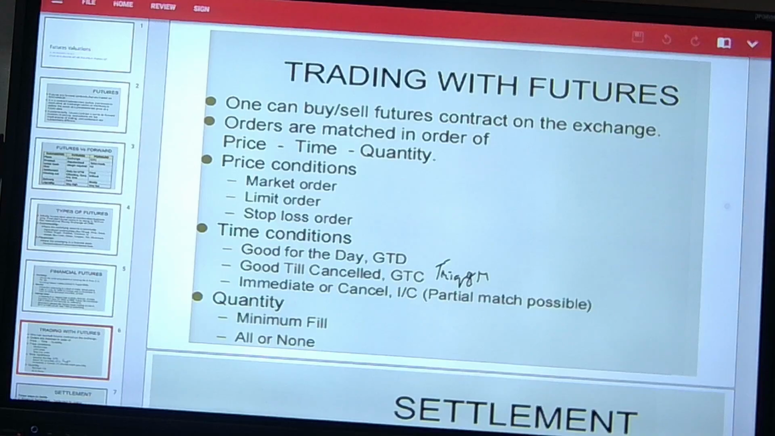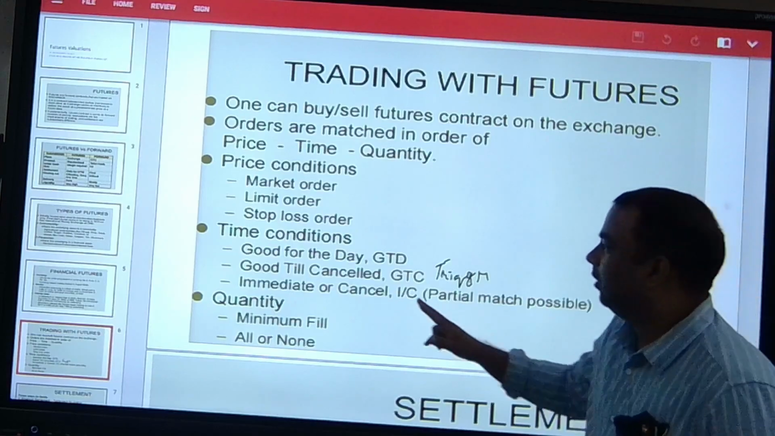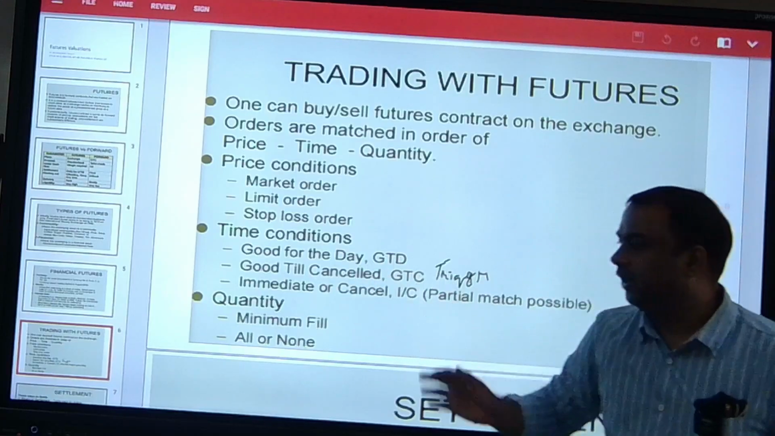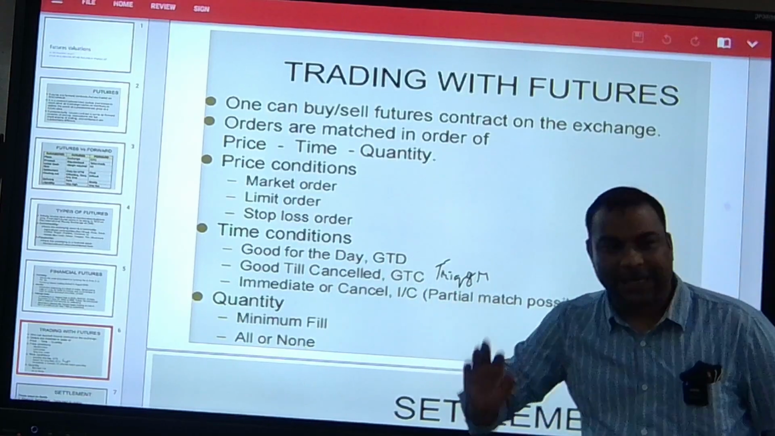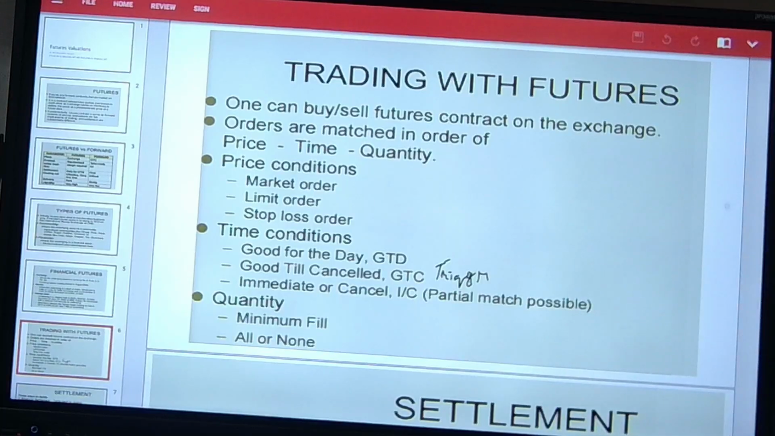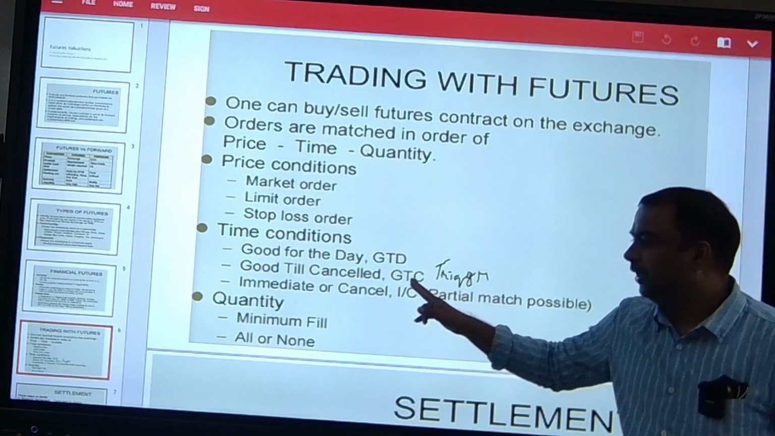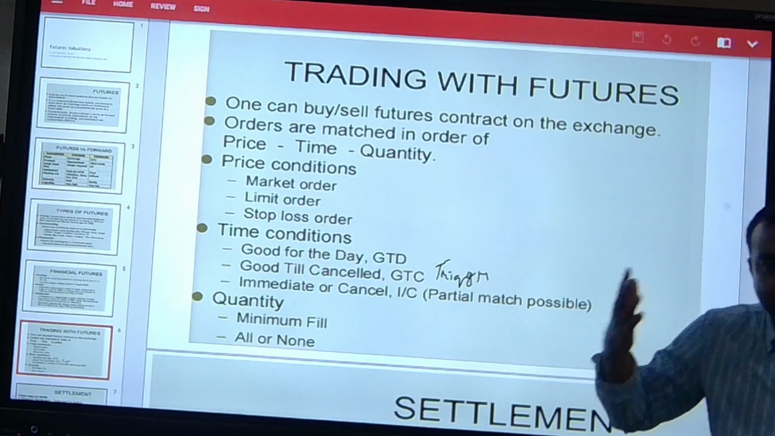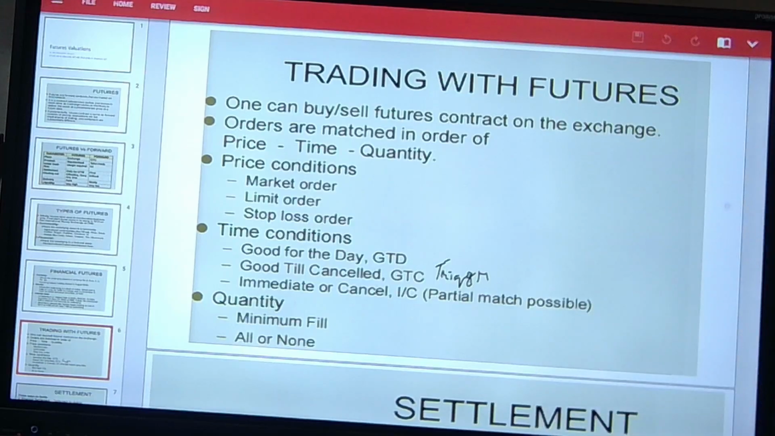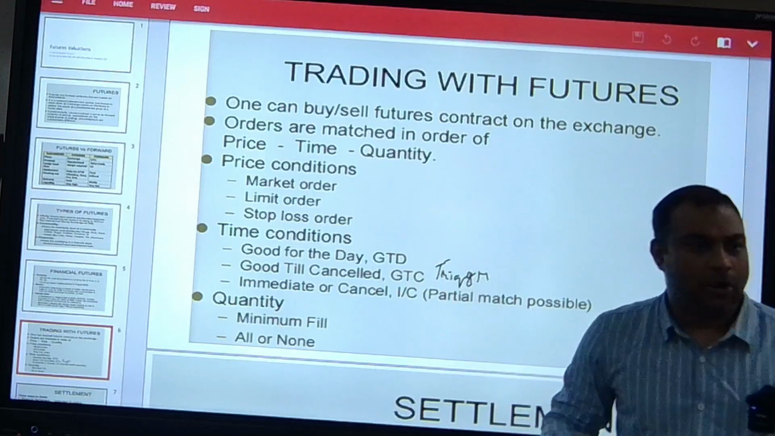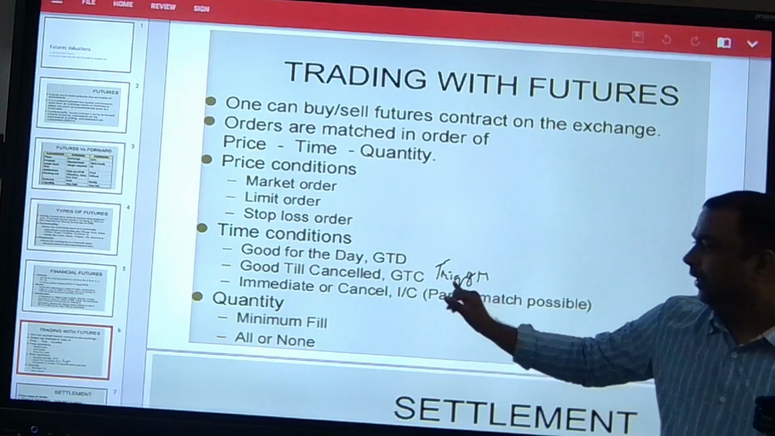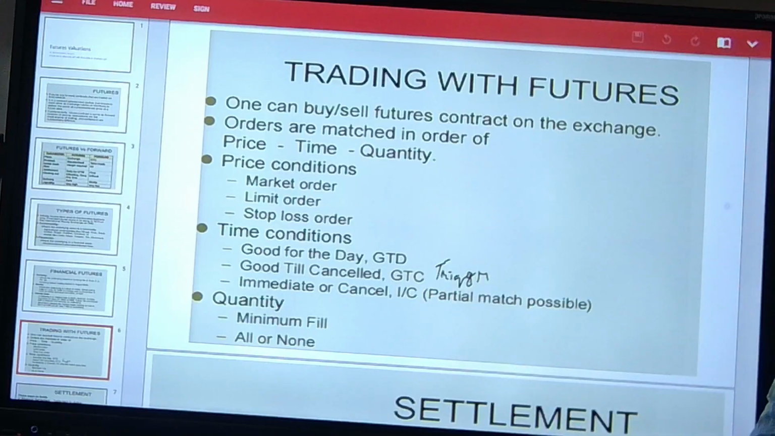These are the orders. According to the time condition, we have GTD order, good for the day, and good till cancelled, which means it is good till you cancel. Currently, GTT contract, good till triggered, is also available. That means once you put this contract on buy and sell, whenever the price goes according to your buy and sell, this GTT contract will be triggered.